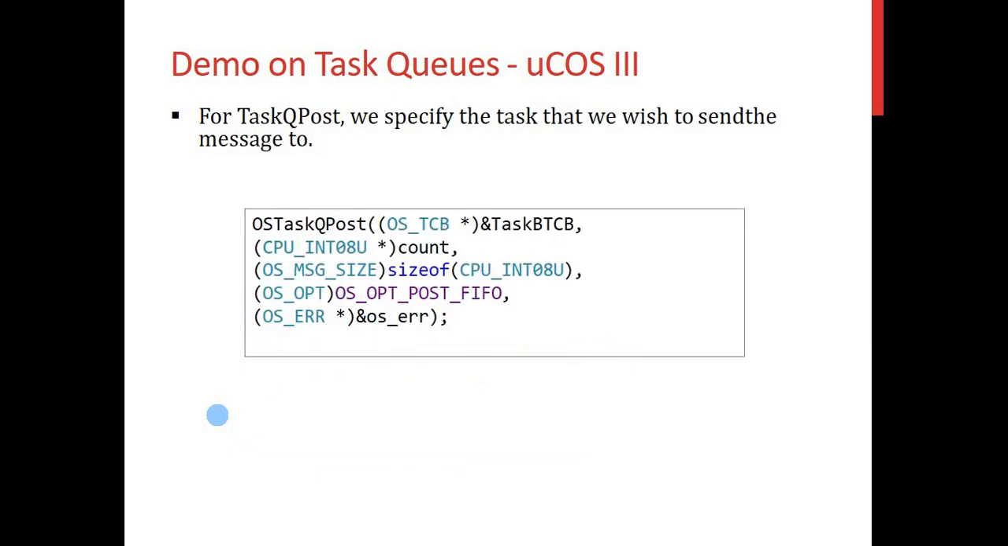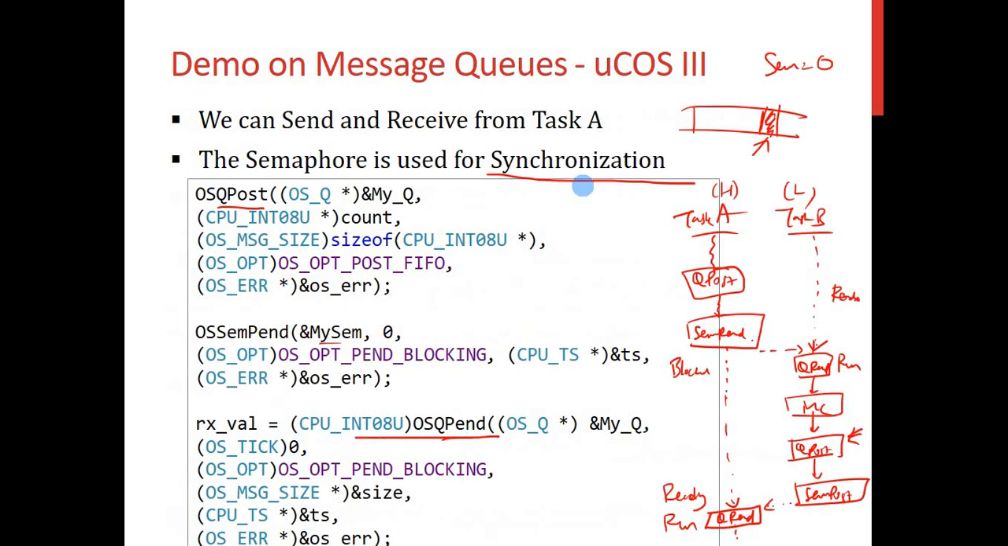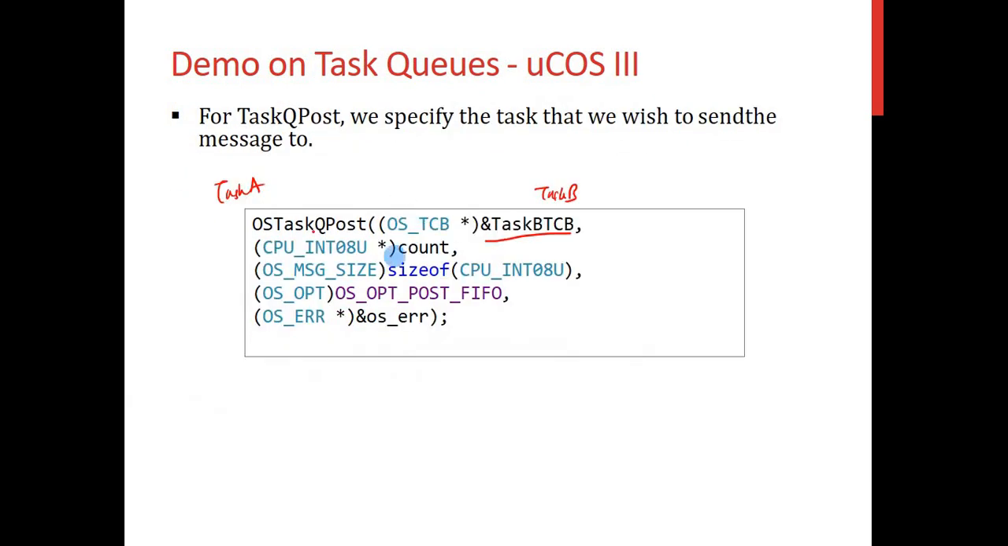Now for this task queue size, what do I do? When I do a task queue post, I post directly to the task that I want. In this case, I'm calling this function in task A, and I'm posting a message to task B. In the previous case, this OSQ post can be called by anybody, and anybody can post to my queue, which is a generic queue. But in this case, I'm doing a post from task A directly to task B. So nobody else can receive this message, only task B can receive it.